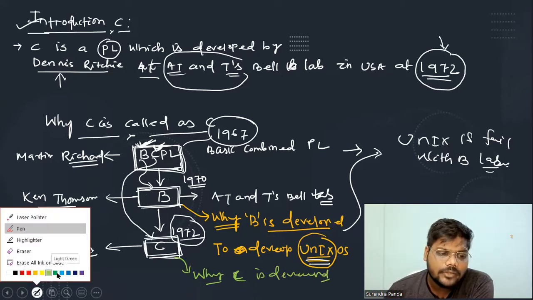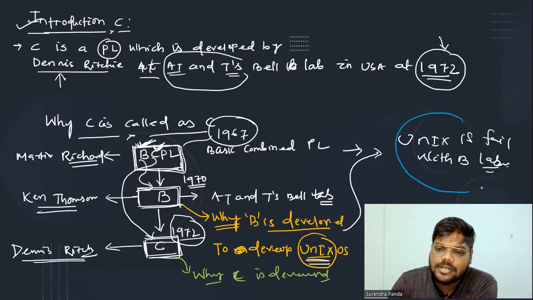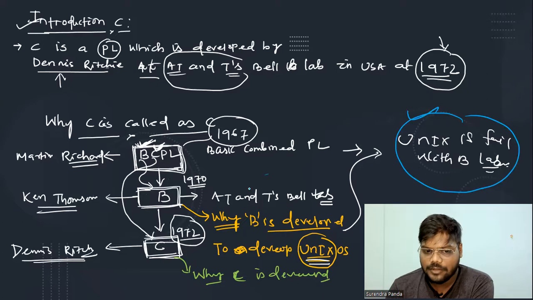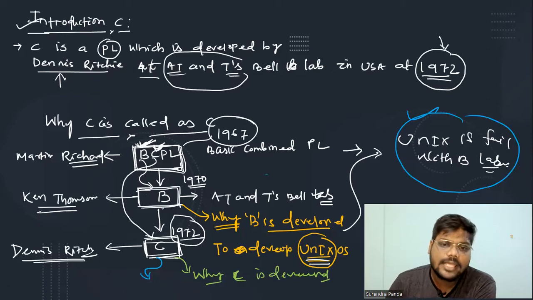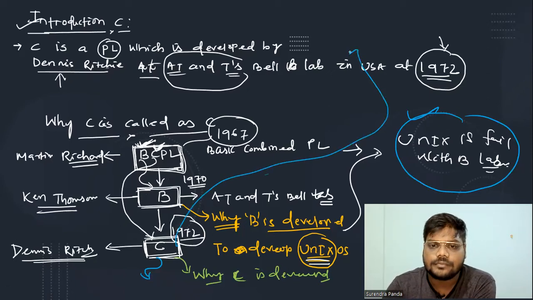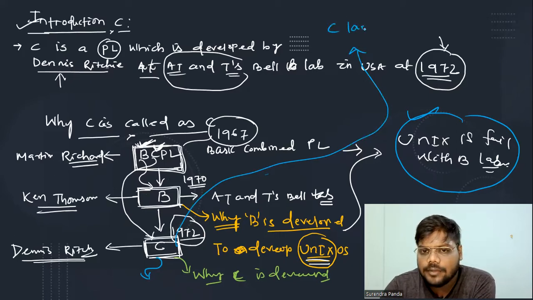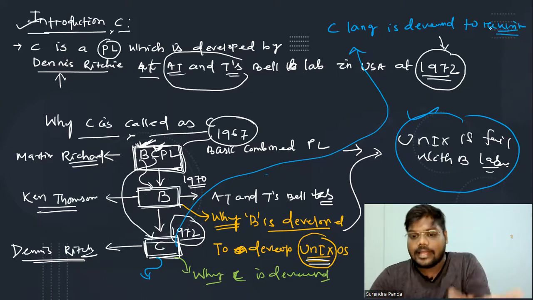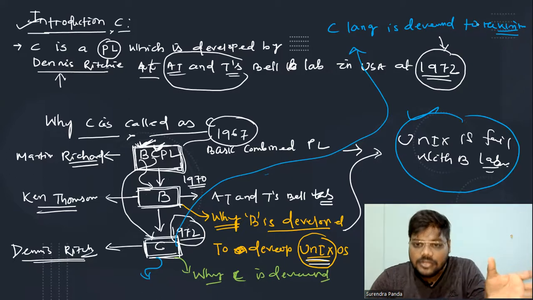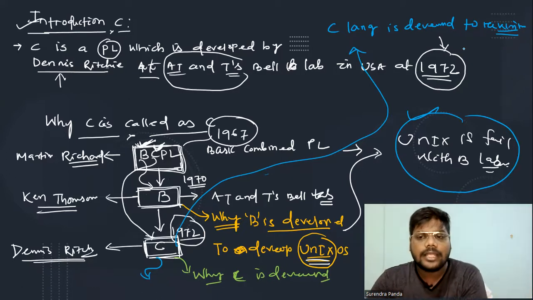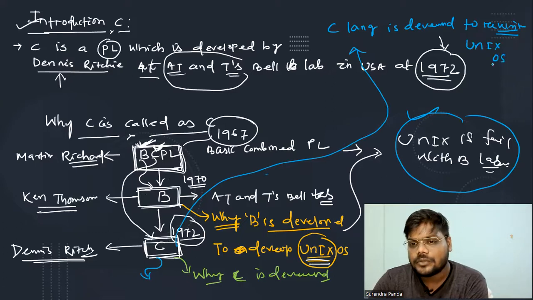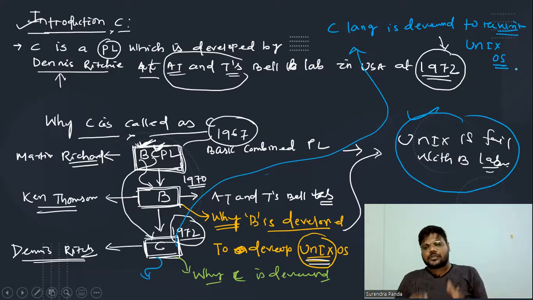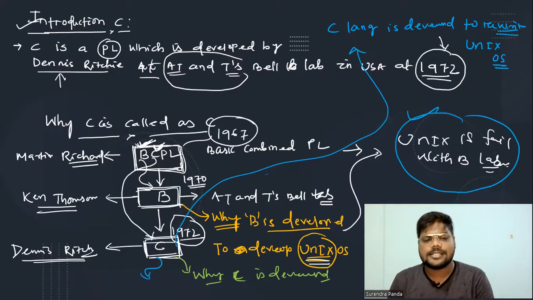I already told you that the Unix operating system with the B language was a failure project. So that's why C was developed to rewrite it. Observe very carefully. C language is developed to rewrite. Why do I say rewrite? Because previously it was written using the B language. So that's why C language was developed to rewrite the Unix operating system.